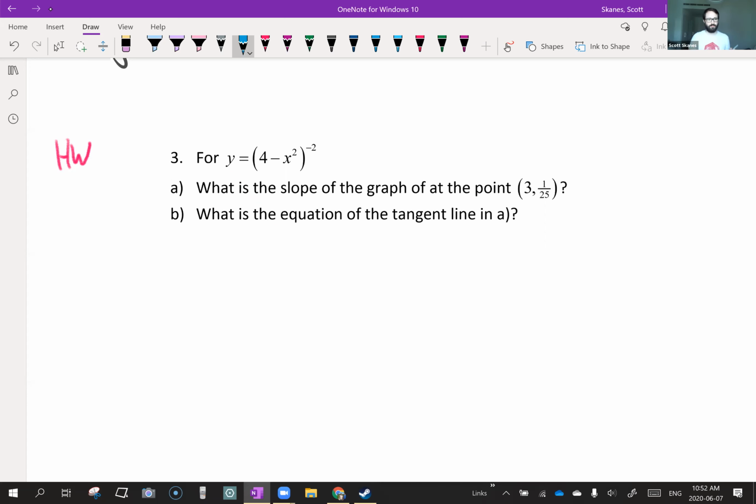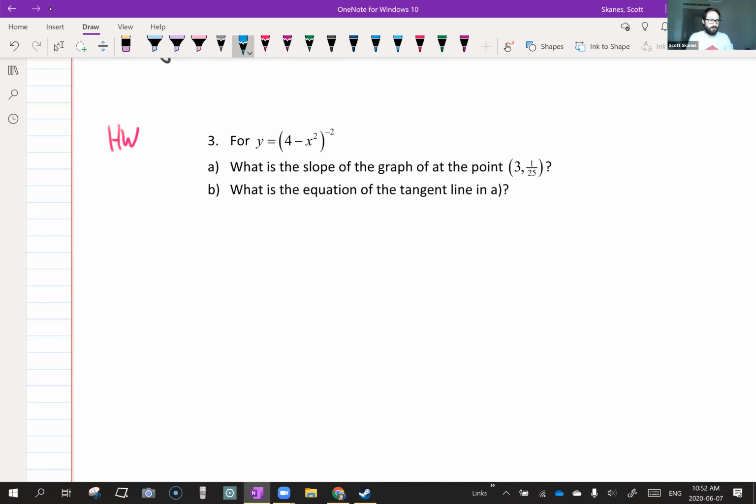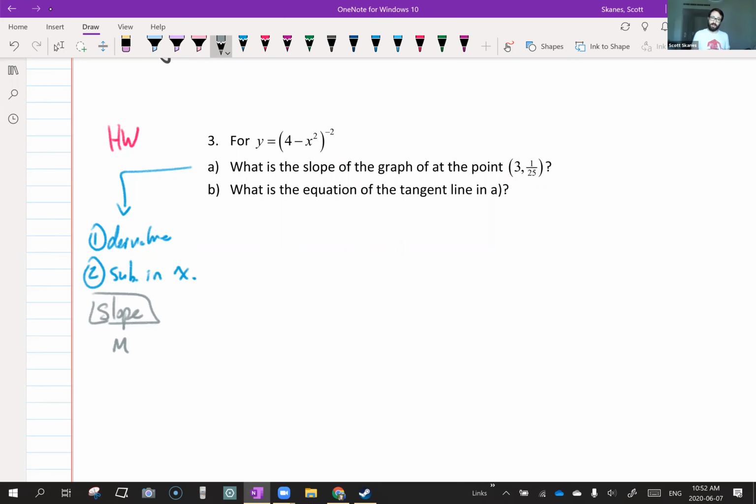Okay, so this is slightly different. I'll write out what we need to do. I'm not going to do the whole thing because we did one like it before, but just as a reminder. For A, first thing you do, you get the derivative, and then you would sub in the x value. That whole process gives the slope, or m. That's your first step. For B, remember you have to do your process where you need to solve y equals mx plus b.